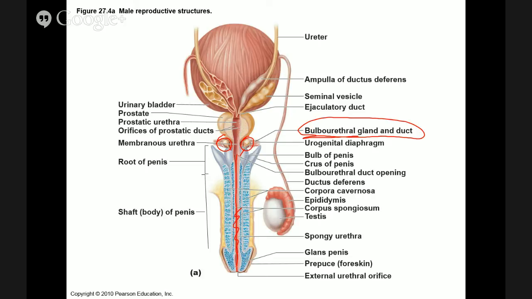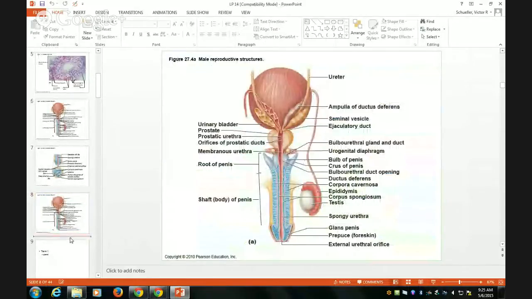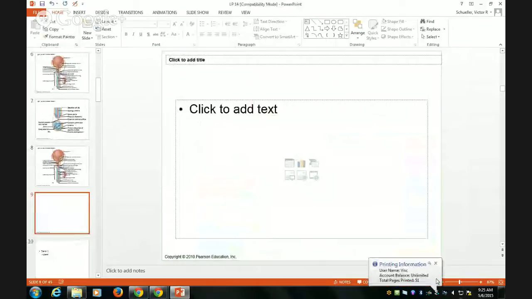Okay, so that's pretty much the anatomy of the male reproductive system. It's not entirely complicated. It's basically this network of ducts. So let's just review that quickly, and then we'll move on to the physiology of the male reproductive tract. Okay, so first thing we start off with are the testes. So we have the testes here.